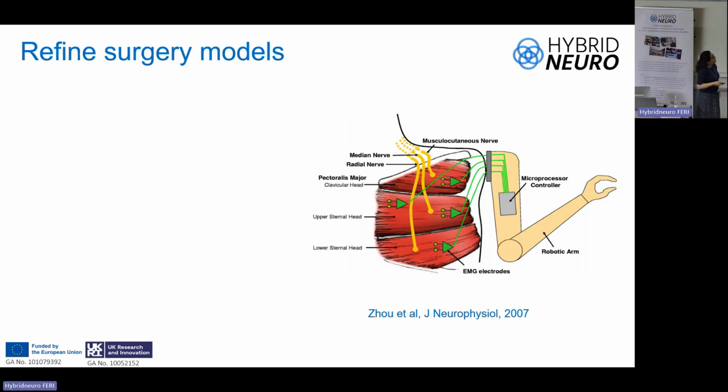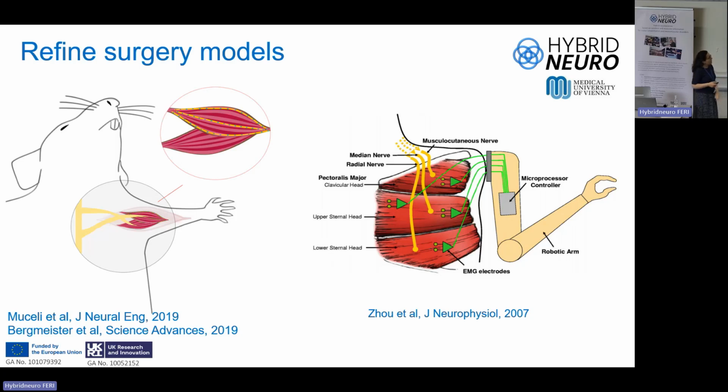I will now show a study where we just contributed the electrophysiological recording, but the surgery was done by the group of Professor Aszmann at the Medical University of Vienna. What our colleagues, the surgeons, did was reproduce the targeted muscle reinnervation model in a rat, at the biceps. And we placed electrodes on top of the muscle.